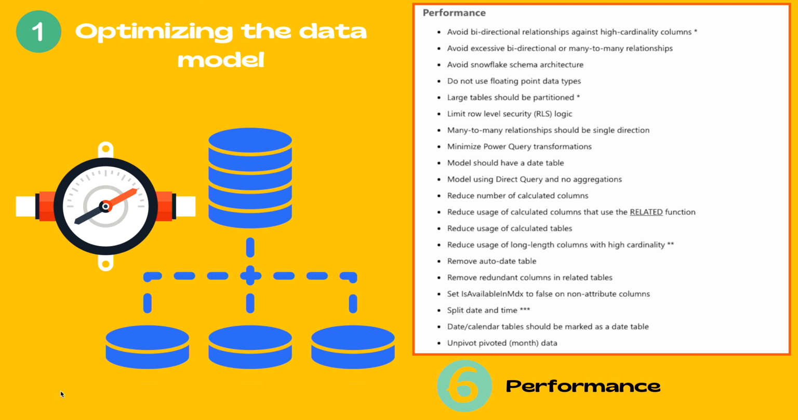Lastly, do not use floating point data types. That's going to cause you a lot of performance issues. Just one more tip for this part, you should always reuse the calculated tables and always try to split your date and time field. Do not use them in one column, otherwise its size is going to be huge. That's going to again cost you performance of your report.